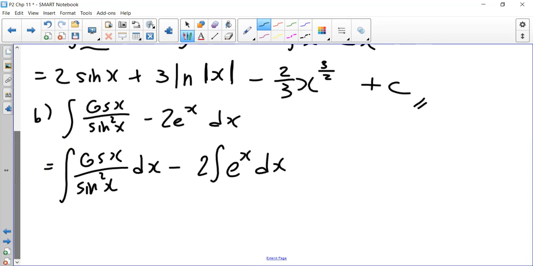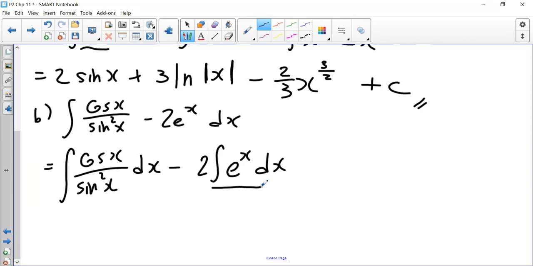Now, the second function is easy to integrate, because integrating e to the power of x is just e to the power of x. What about the first one? There's no such thing as the quotient rule in integration. In differentiation, we love it because we can follow the chain rule, product rule, and quotient rule. We love to follow something. But in integration, we can't. We have to try to work it out.